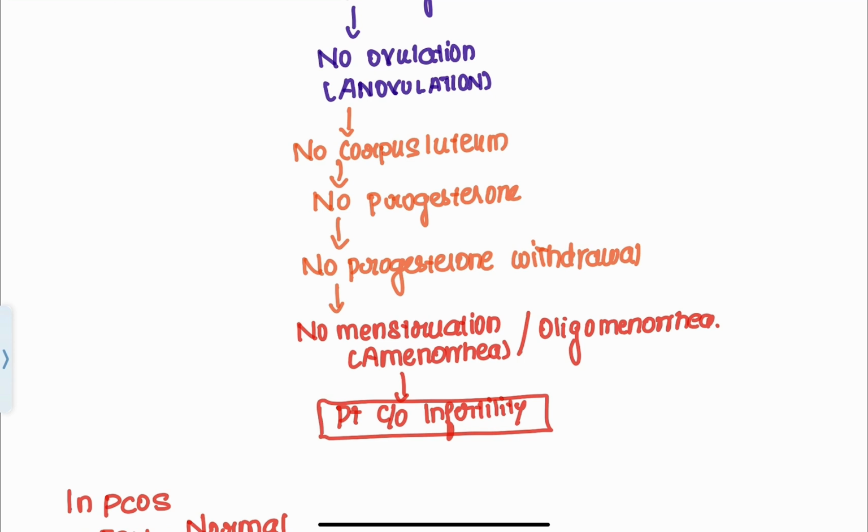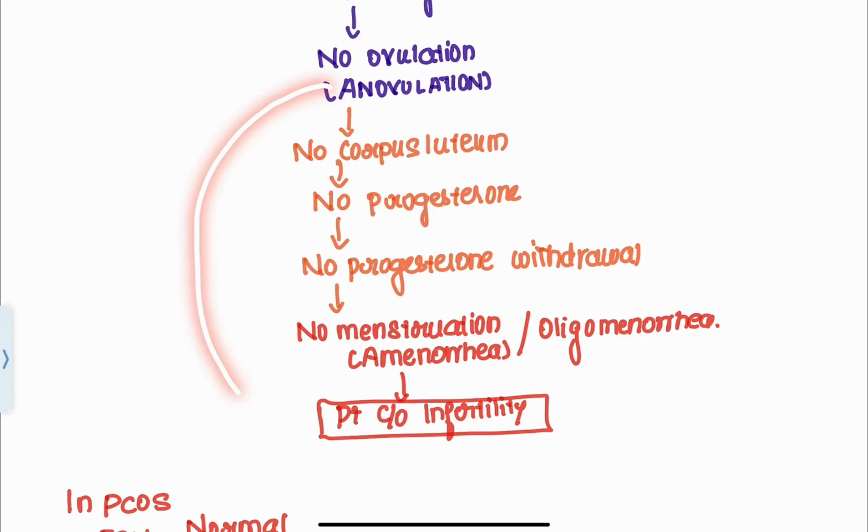Since there is no ovulation, there is no release of a mature ovum. There is no formation of corpus luteum. If there is no corpus luteum, there is going to be no progesterone. Progesterone withdrawal will never happen, because we all know that only if progesterone withdrawal happens suddenly will the uterus lack its support and menstruation happen. Since there is no progesterone withdrawal, there is going to be no menstruation, which is called amenorrhea, or a decrease in the amount of blood flow, which is called oligomenorrhea.